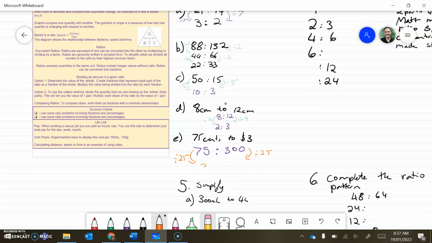So 75 divided by 25 is 3. 300 divided by 25 is 12. And then there's a common factor between them of 3, so I'm going to divide both sides by 3. So we have a solution of 1 is to 4.